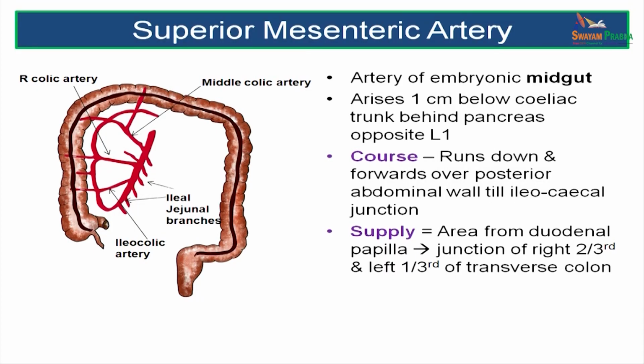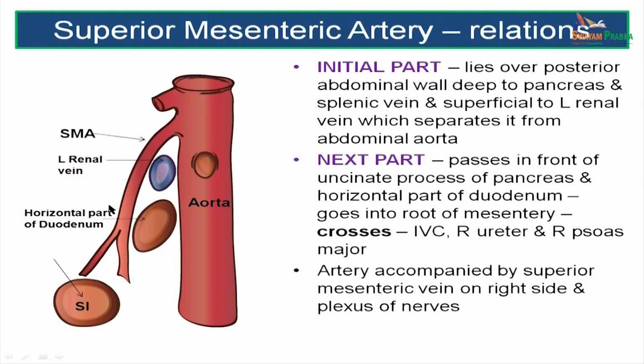This artery arises a centimeter below the celiac trunk and runs downwards, forwards and towards the right. It runs, if you look in this figure, right down to the ileocecal junction and gives various branches. The relations of the superior mesenteric artery.